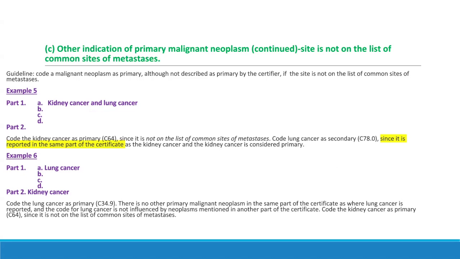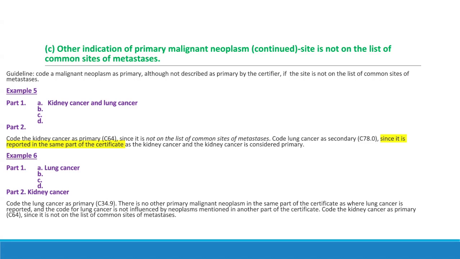This slide provides ICD guideline and two examples for coding malignant neoplasms as primary when they are not located in common sites of metastasis. In example 5, kidney cancer is coded as primary, C64, and lung cancer as secondary, C78.0, because the kidney cancer is not a common site of metastasis and is listed in the same part of the medical certificate as the primary neoplasm.